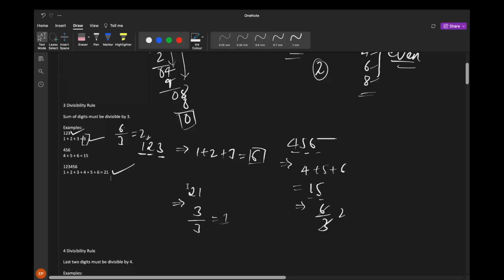So if you know this number is divisible by 3, then no problem. If you don't know, you can extend it to a single digit by adding. If you get a 3 digit number, add again. If you get a 2 digit number, add again. If you get a single digit, then you will come to know whether it is a multiple of 3 or not. If it is divisible by 3, then the given number will be divisible by 3.